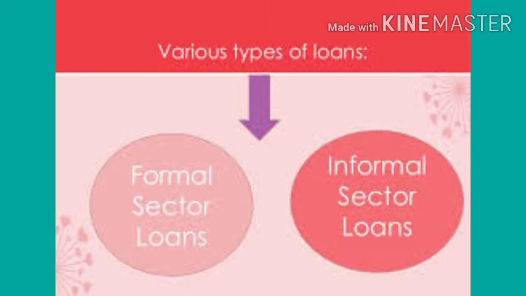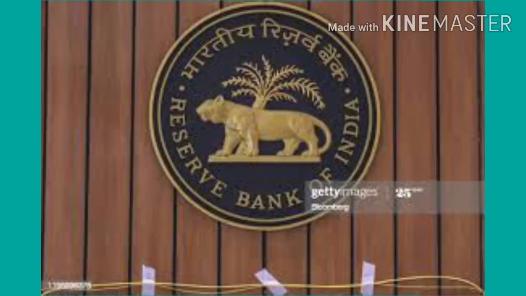From all these, we can understand that among the two types of sectors, the formal sector is more important, because they are always supervised by the Reserve Bank of India, and they maintain all the formalities in the proper order. So next we want to study the importance of the Reserve Bank of India, the main functions of the Apex Bank of India, functions of RBI.